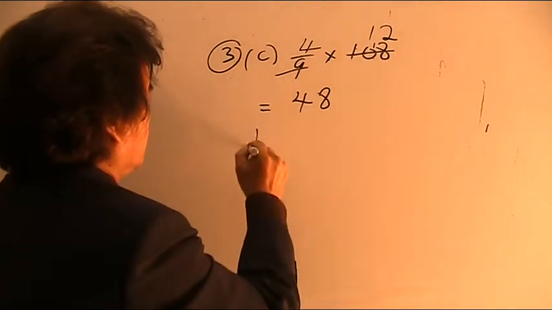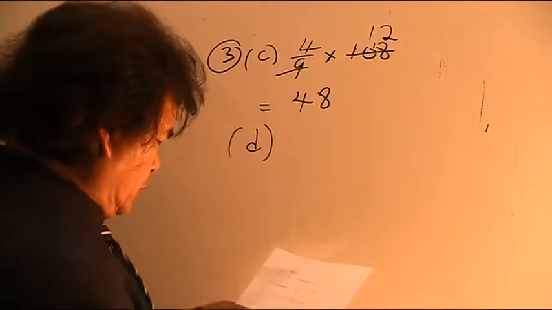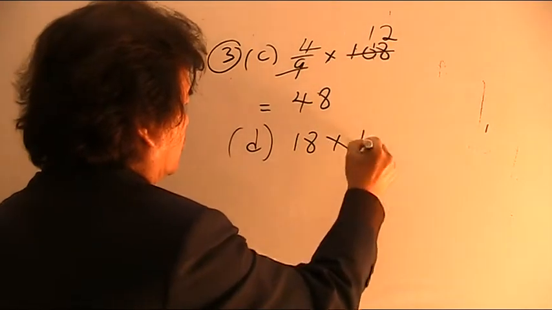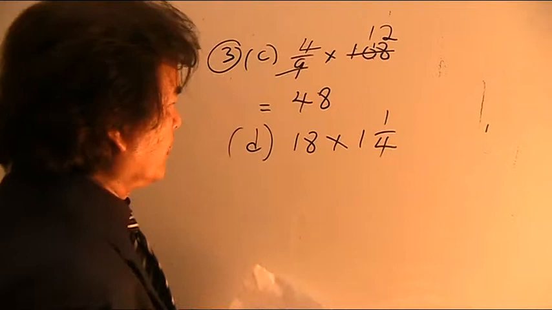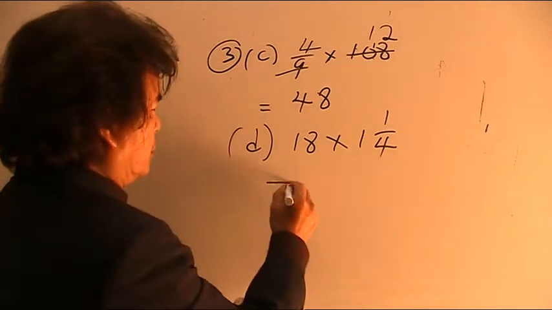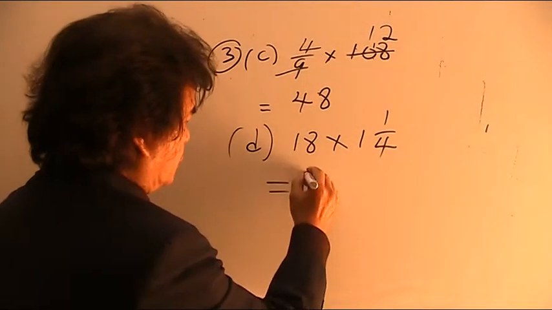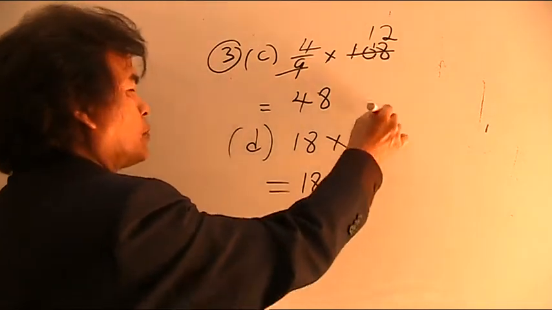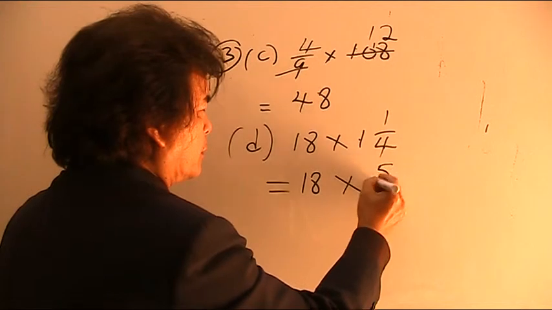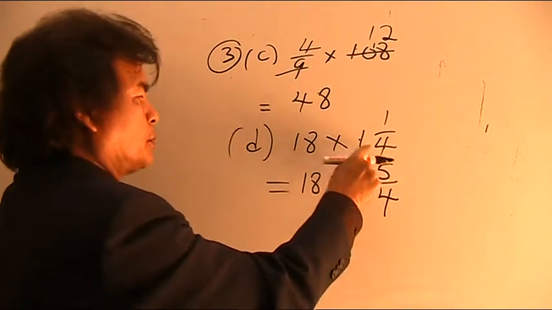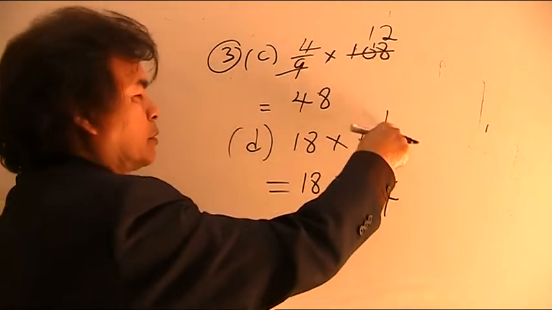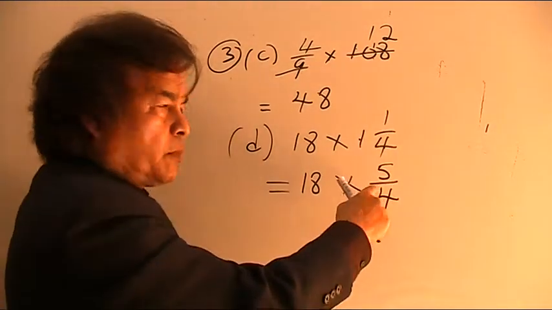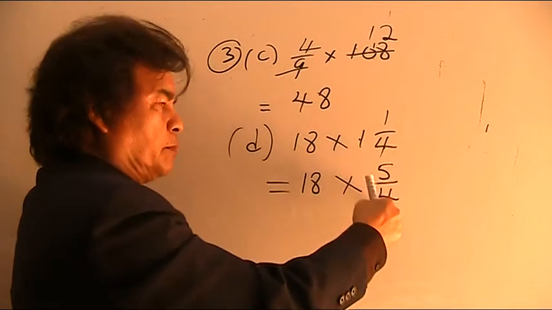Now we go to D. D, what? 18 times by 1 1/4. Okay, that will be equal to 4 times 1, 4 plus 1, 5. Okay, I repeat, 4 times 1, 4 plus 1. You change this mixed fraction to improper fraction. This is called improper fraction.